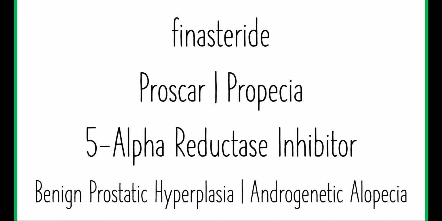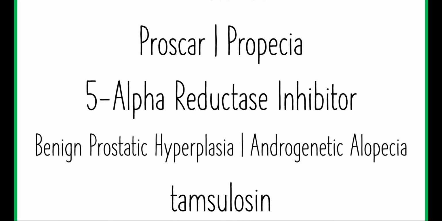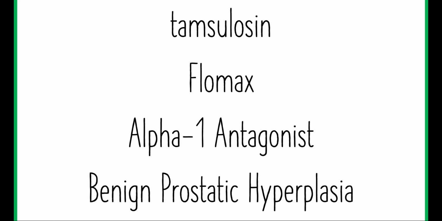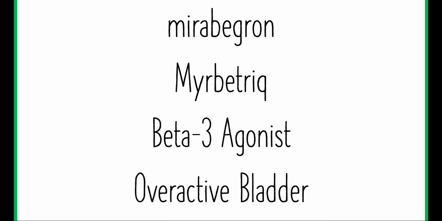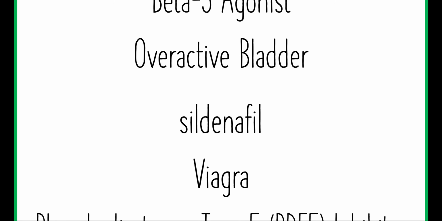Finasteride or Proscar or Propecia is a 5-alpha reductase inhibitor for benign prostatic hyperplasia or androgenetic alopecia. Tamsulosin or Flomax is an alpha-1 antagonist for benign prostatic hyperplasia. Oxybutynin or Ditropan is a muscarinic antagonist for overactive bladder. Mirabegron or Myrbetriq is a beta-3 agonist for overactive bladder.